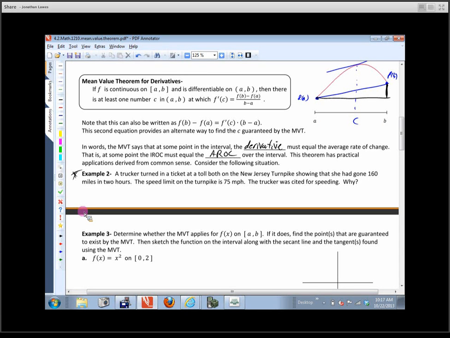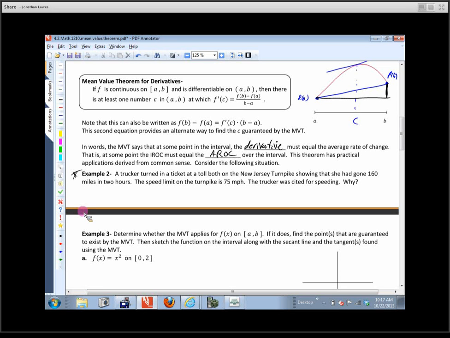They went 160 miles in 2 hours. 160 miles in 2 hours is 80 miles per hour. Now, that's an average rate of change. Okay, you know what the time difference was, and you know the distance difference. So miles on top, hours on the bottom. 160 miles on top, 2 hours on the bottom. The average rate of change was 80 miles per hour. If the speed limit is 70 miles per hour, the mean value theorem says somewhere in between there, that person had to be going at least 80 miles per hour.